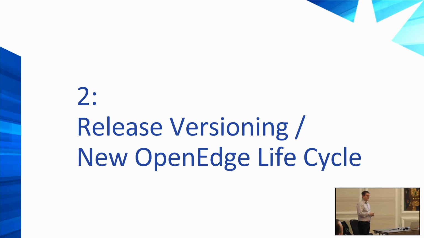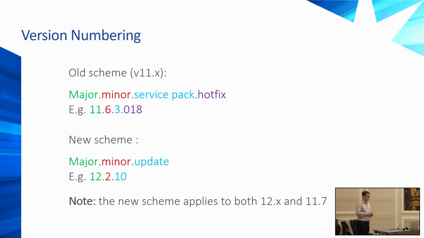This is a little bit of a chat on the versioning scheme. Some things have changed relatively recently. The old scheme in 11 was major.minor.servicepack.hotfix, and the new scheme is major.minor.update. So it's a little simpler, and notice the terminology change. An update is not the same thing as a service pack. This scheme applies to 12, but it also does apply now retroactively to 11.7 as well.